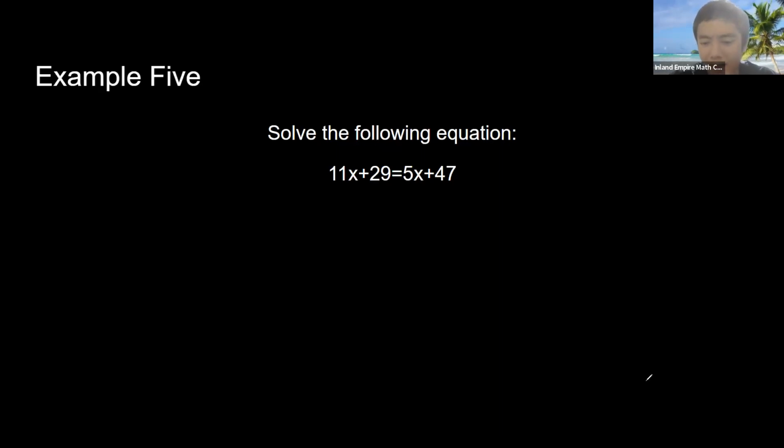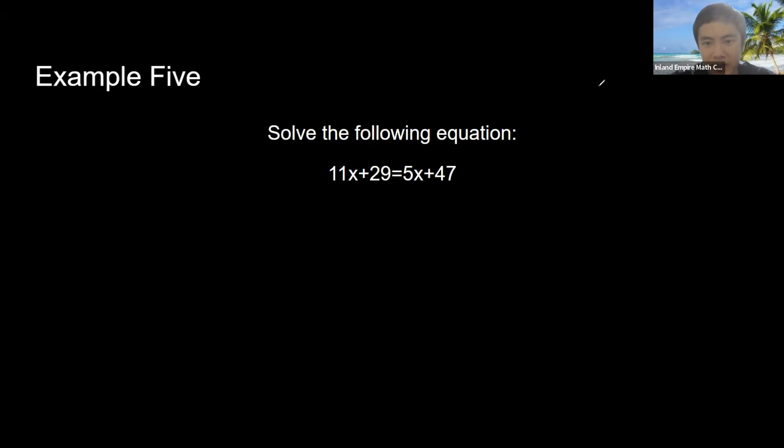Kevin says to add. That's a great idea, Kevin, but what exactly should we add? Feel free to unmute. Kevin says add 11x and 29, and to add 5x and 47. So Kevin, I think you're on the right track here, but you do have to realize that when we added values in the previous problems, after we added it, the variables only appeared on one side, right?